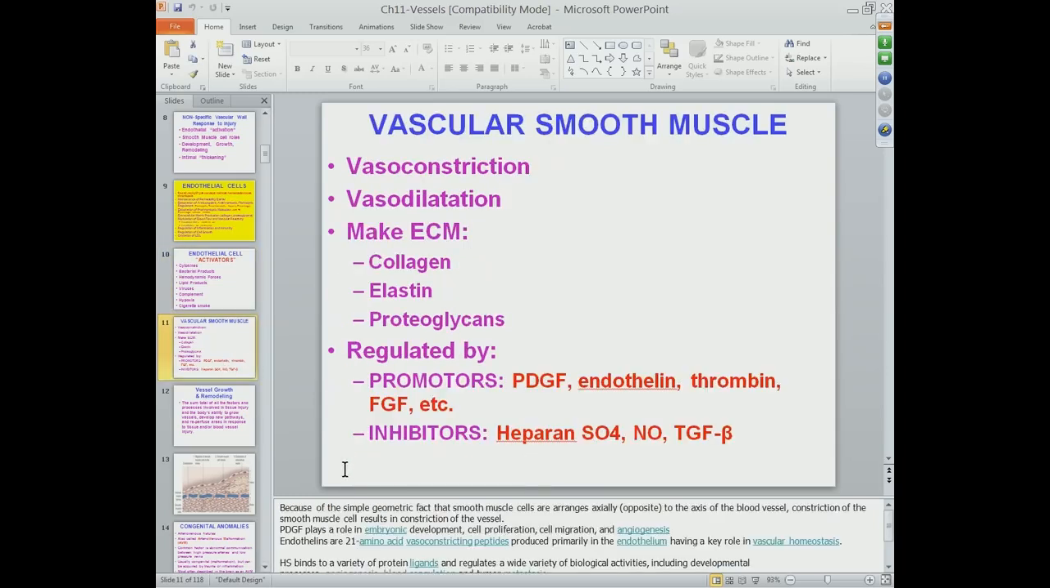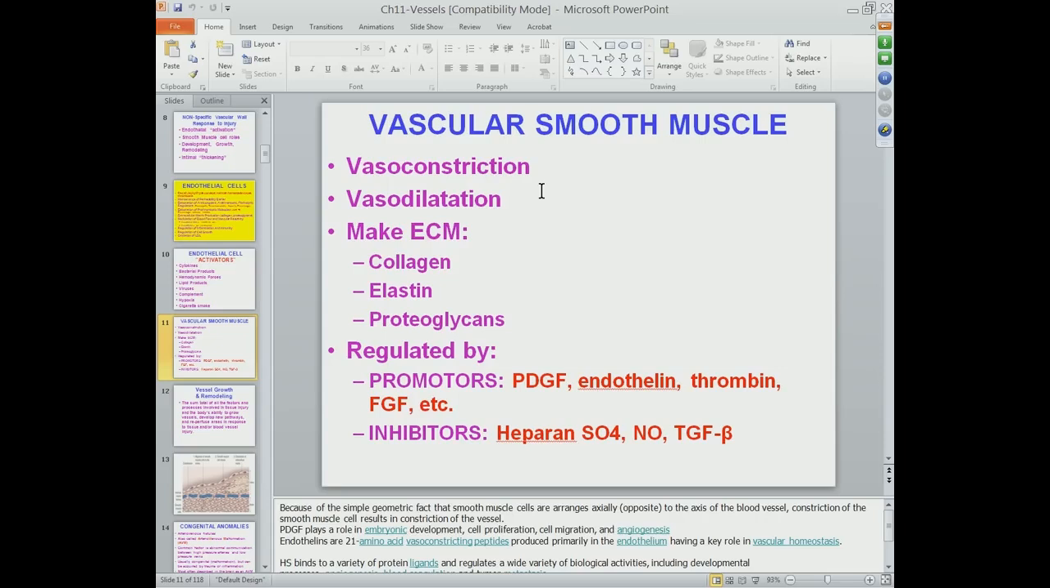Okay, what about the next layer beyond the internal elastic lamina in an artery? What about the smooth muscle cells? Well, we know in veins this is usually a very thin layer. So the role of smooth muscle in arteries is much more important because it's much thicker. It is the primary thing that causes vasoconstriction. Remember the simple geometric fact that the smooth muscle cells are arranged circumferentially around the axis of the flow of blood. So if you took that soda straw and you have blood flowing through it, these smooth muscle cells are wrapped around it the other way.